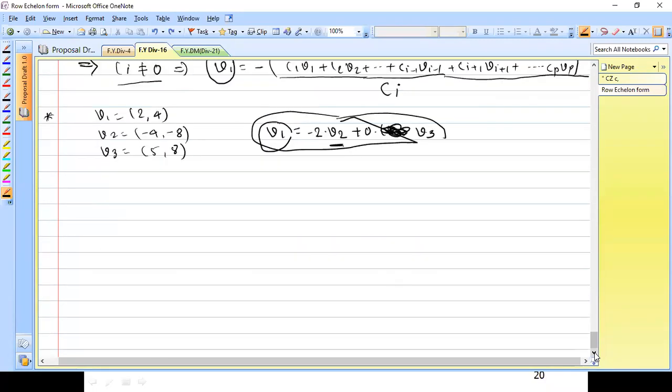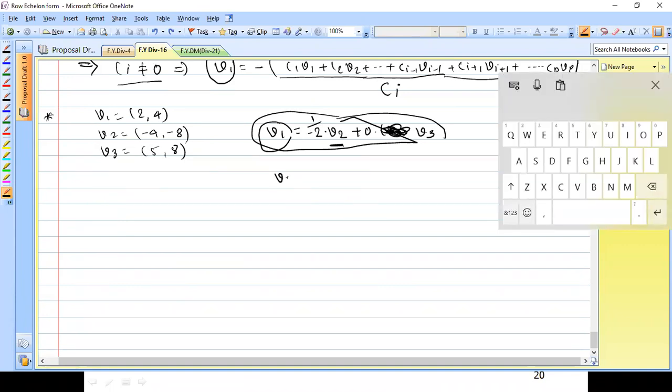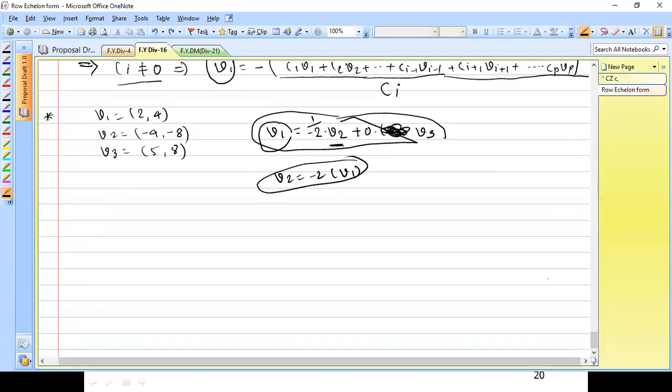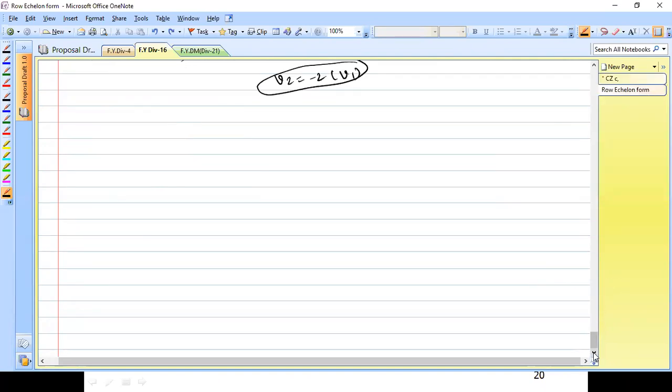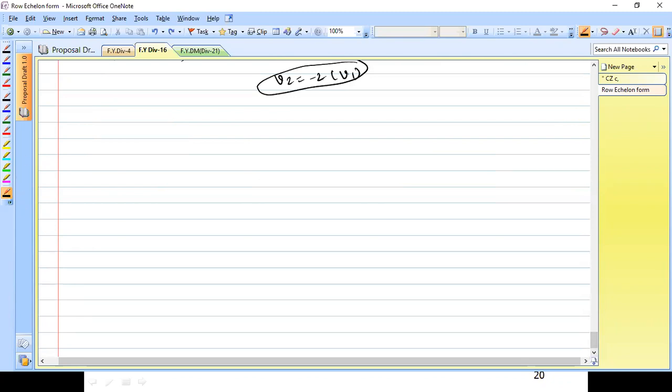Here V1 is equal to minus half times V2. Minus half, that is 1 divided by 2, or you can write V2 is equal to minus 2 into V1. Don't bother about that constant, but we can write it in that way. Okay, good. Now let's write down the examples, or you can write down the definition.